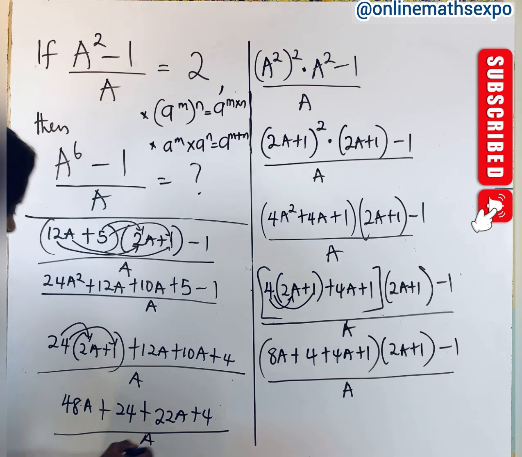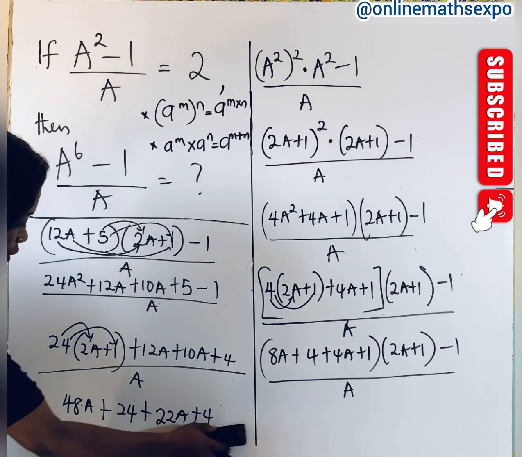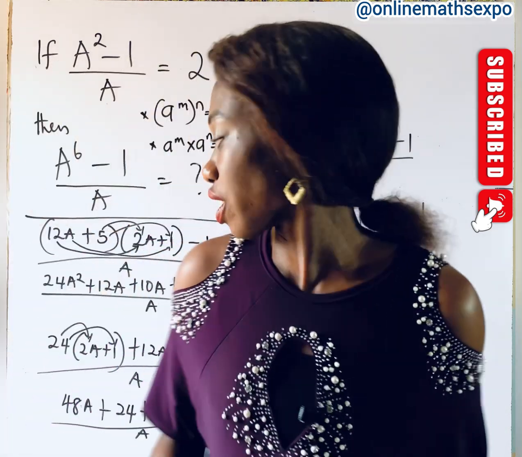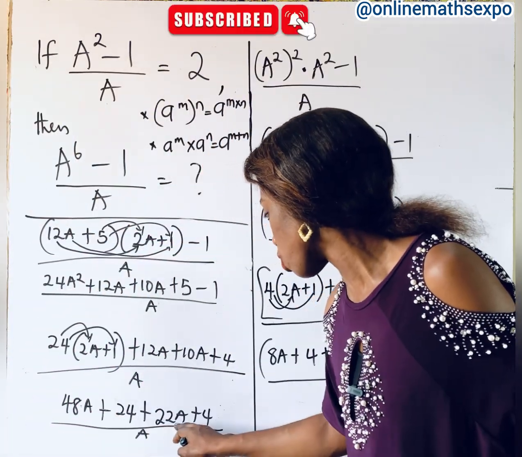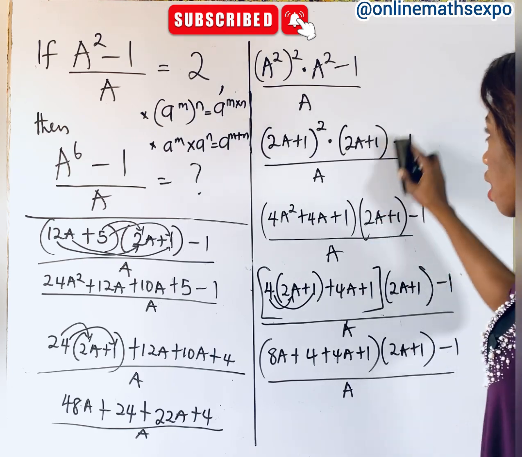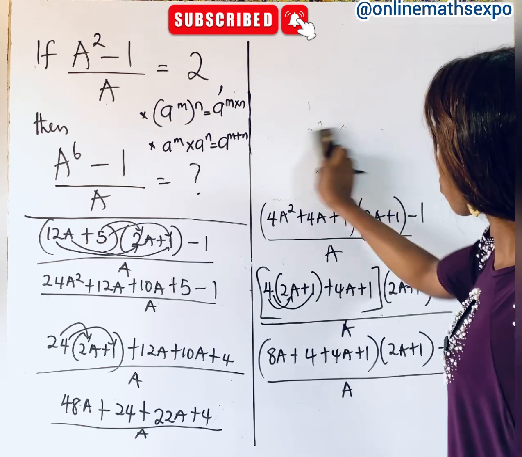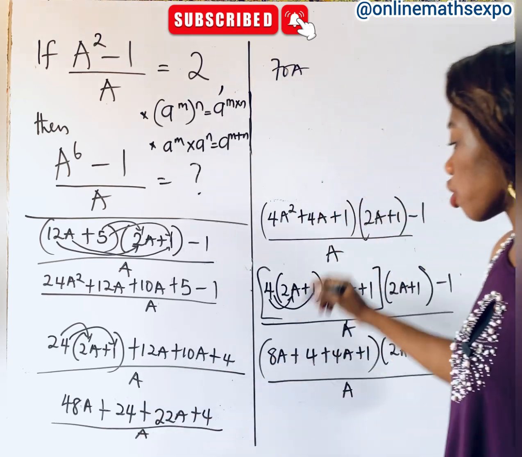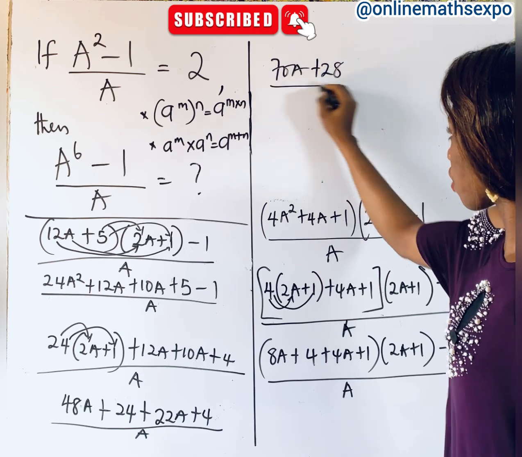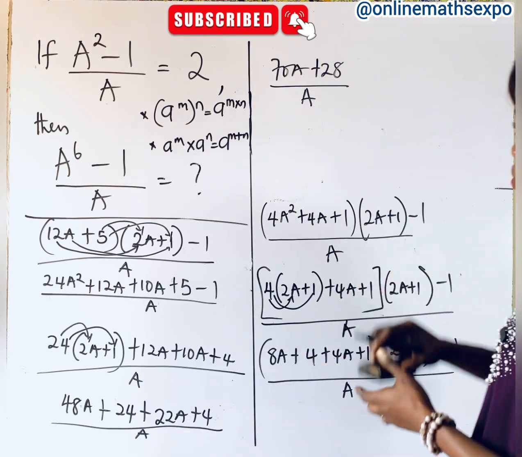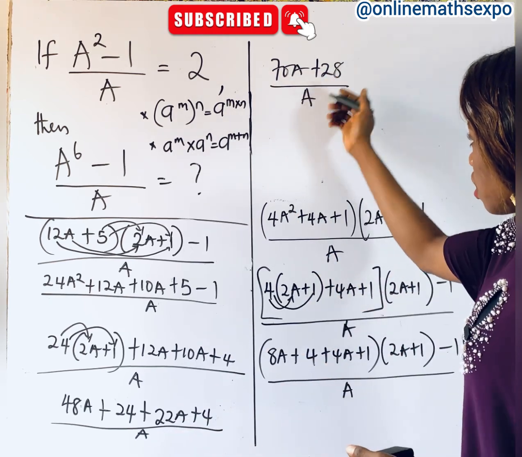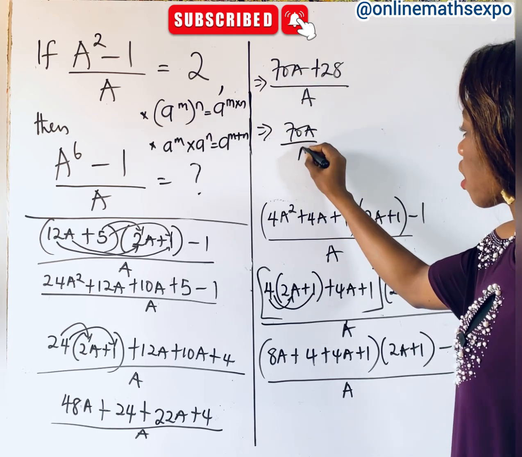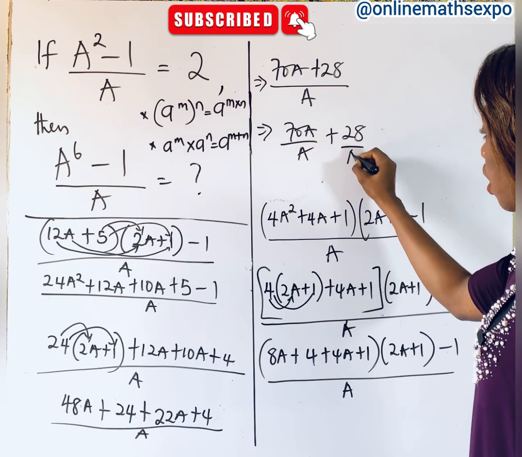all over a. So what do you do again? At this point, what we need to do is to collect our terms together. So in that case, we are going to have 48 plus 22a will give us 70a. Add 24 plus 4, it will give you 28. Divide it by this a. So at this point, you see that a can divide each term to give us 70a over a plus 28 over a.